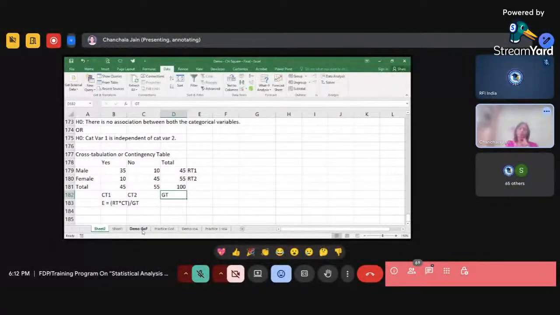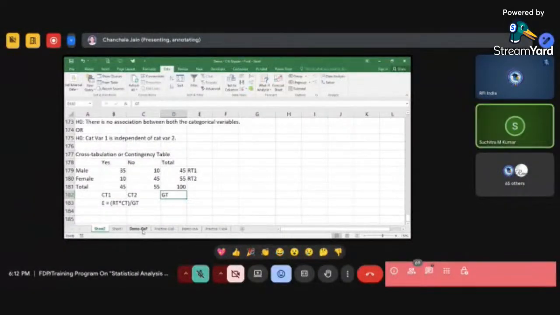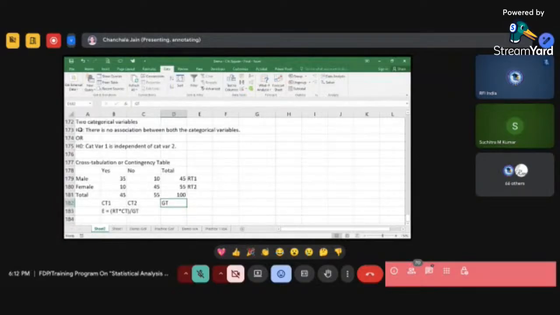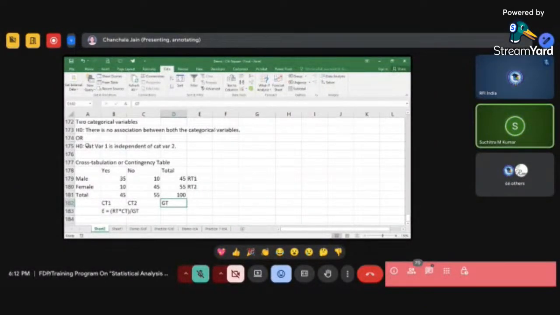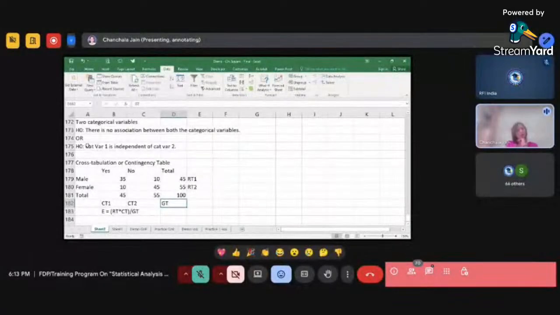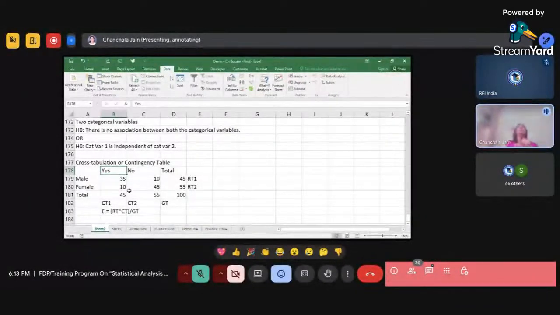Ma'am, one doubt. This H0 is the null hypothesis, is it like that? Yes, H0 is the null hypothesis. So we should have H1 also, no? Or only the null hypothesis is enough? Up to you. If you want to mention both, you can. Nowadays people are only mentioning the alternative hypothesis, the research hypothesis. But the test is always applied on the null hypothesis. This is the important thing to understand. The hypothesis which we are testing is the null hypothesis.